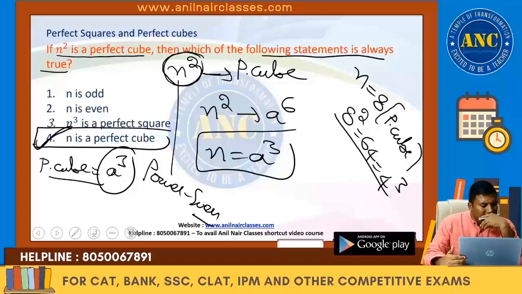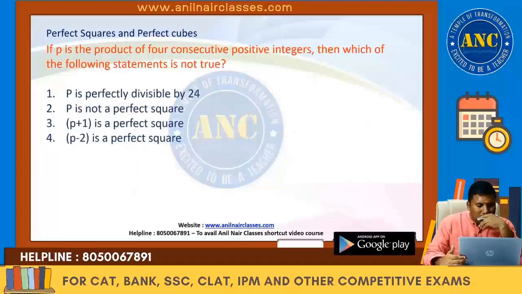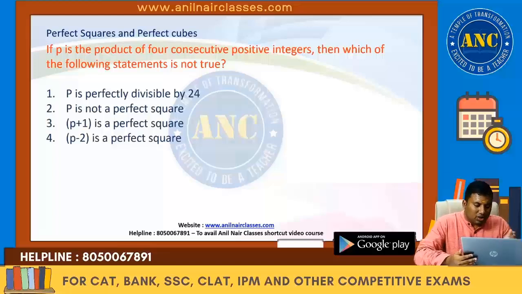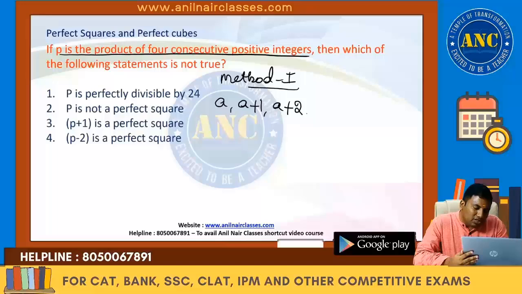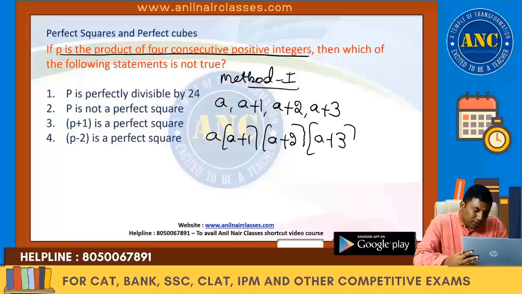Next, P is the product of 4 consecutive positive integers. Now I will solve this problem in 2 methods. Method 1. P is the product of 4 consecutive positive integers. Let the consecutive positive integers be a, a plus 1, a plus 2, a plus 3. Product means a into a plus 1 into a plus 2 into a plus 3, which is a square plus 3a into a square plus 3a plus 2.